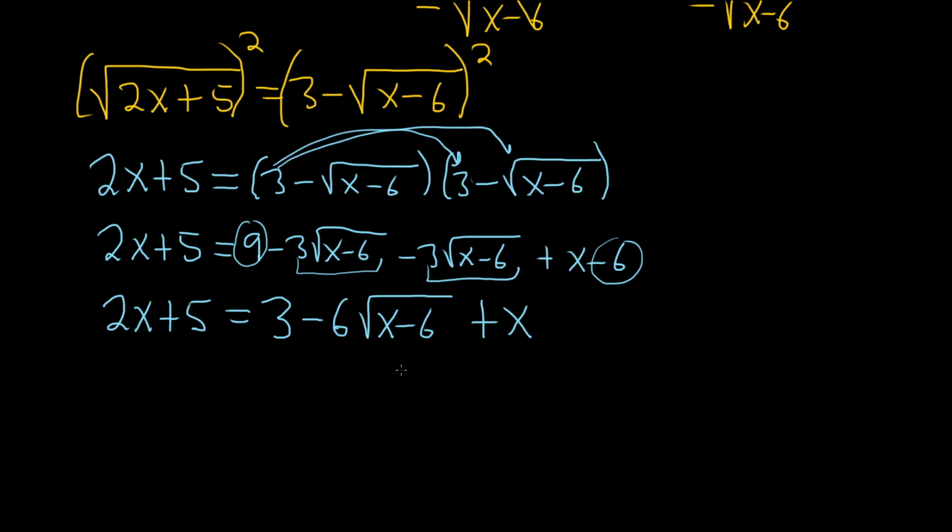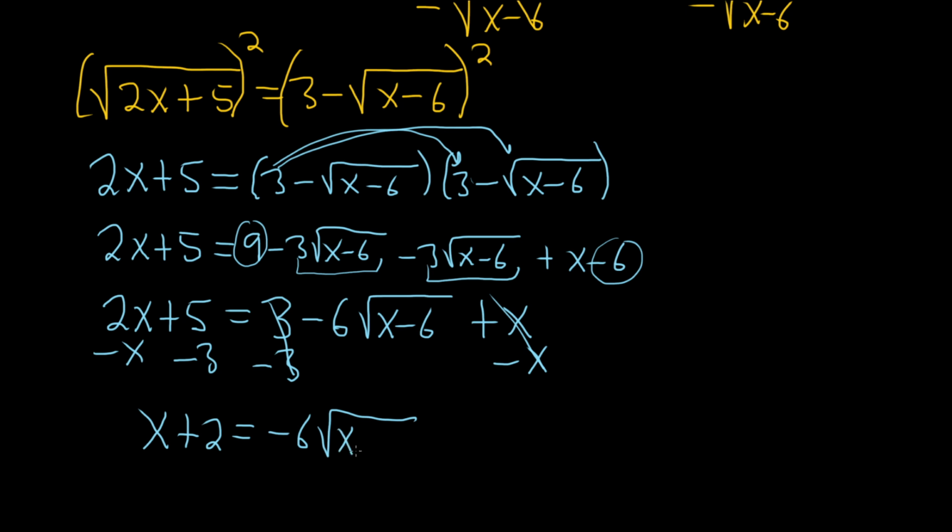All right, so we still have square roots, so we have to get rid of them. We need to isolate this piece. That means we need to subtract the 3, and we need to subtract the x. Beautiful stuff. 2x minus x is x, 5 minus 3 is positive 2, and that's equal to minus 6 square root x minus 6.